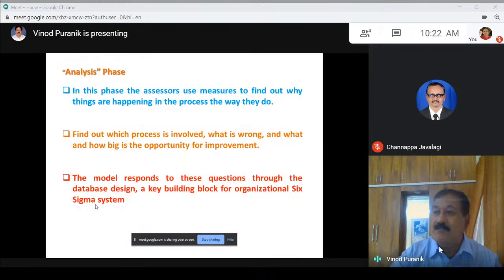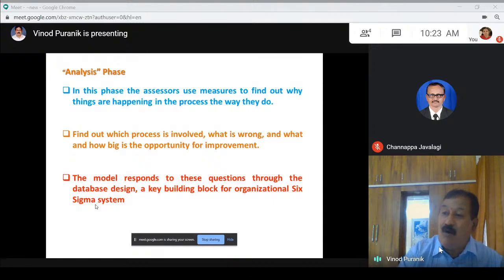So again, this comes under the analysis phase. In this phase, what we try to find out is why things are happening in the process the way they do. We also want to find out which process is involved, what is wrong, and how big the opportunity for improvement is.